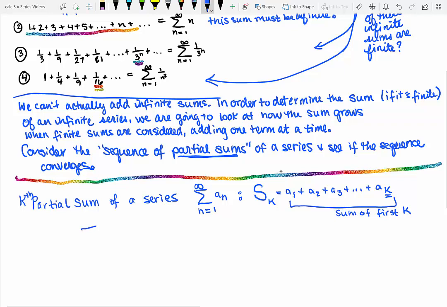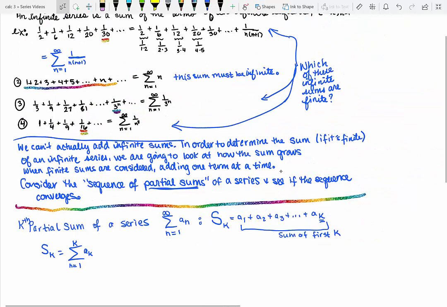Notationally, we can write this as follows. This is the sum n equals 1 to k of a sub n. That's another notation for S sub k. And so we can think about what this might look like. So for the first series listed, the series of 1 over n times n plus 1, the first partial sum is just the first term by itself. The second partial sum is the sum of the first two terms. So 1/2 plus 1/6.